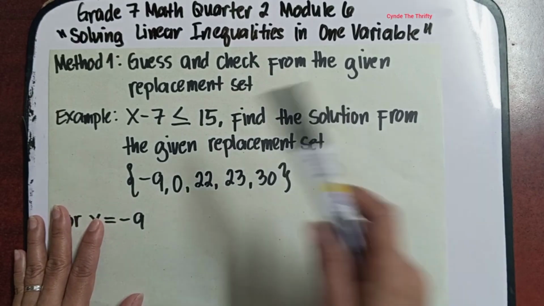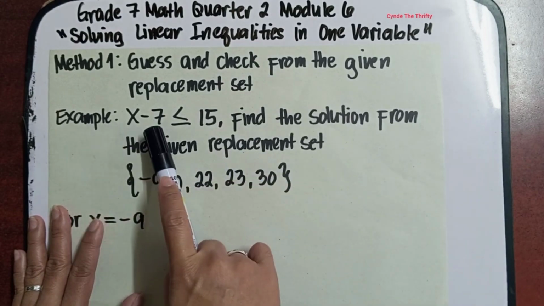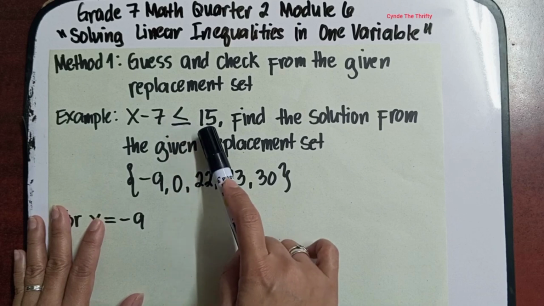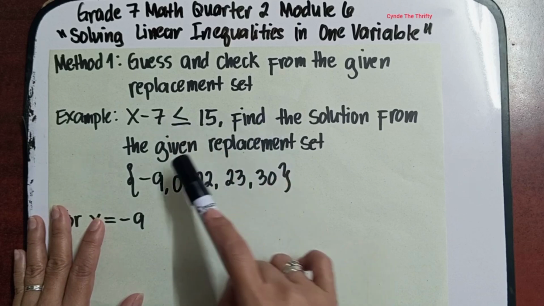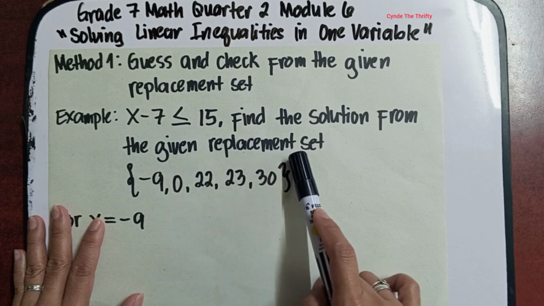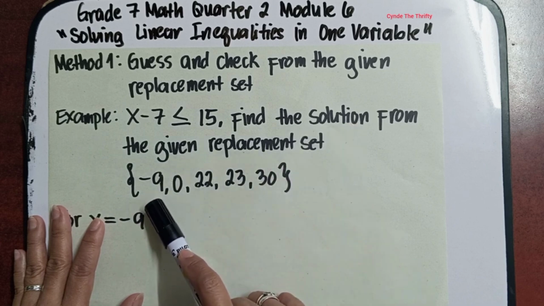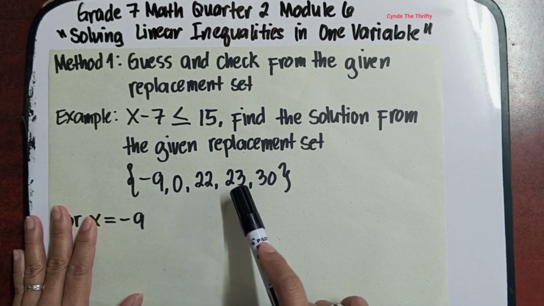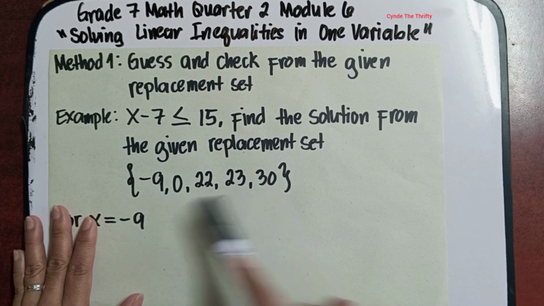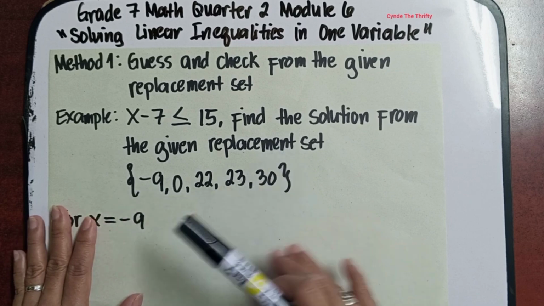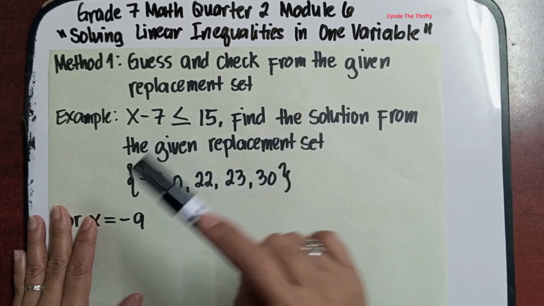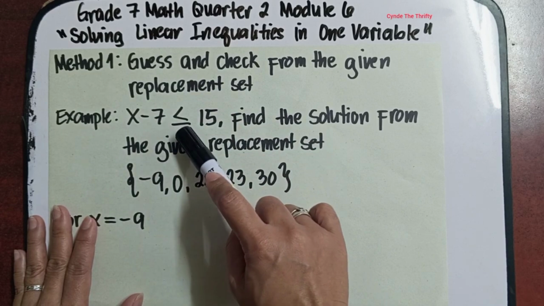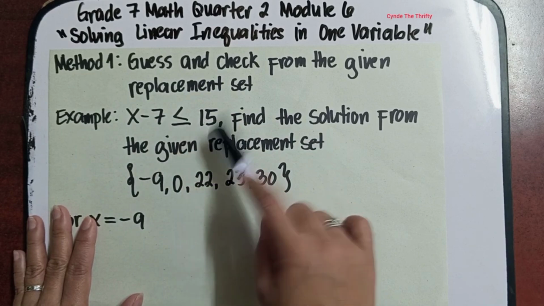doon ang solution. Example, x minus 7 is less than or equal to 15. Find the solution from the given replacement set. Okay, ito yung replacement set natin. Negative 9, 0, 22, 23, and 30. So, gagamitin natin ang ating replacement set para mahanap natin ang solution natin sa ating linear inequalities na x minus 7 is less than or equal to 15.